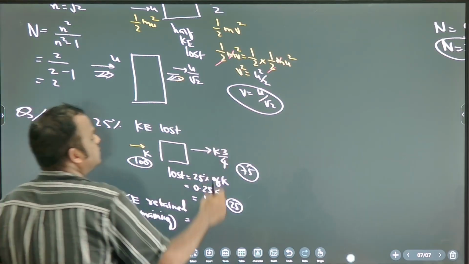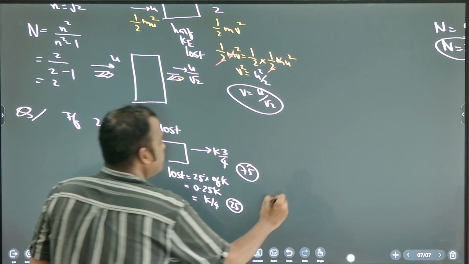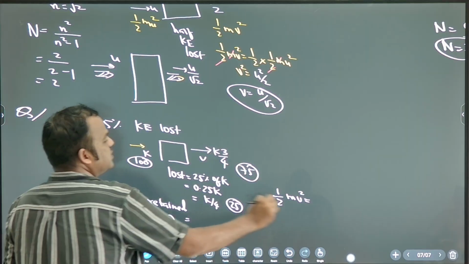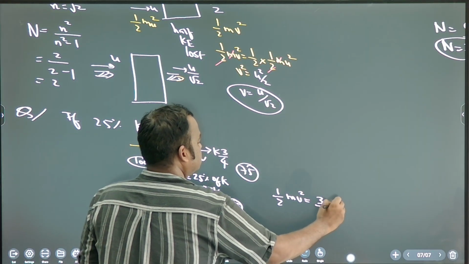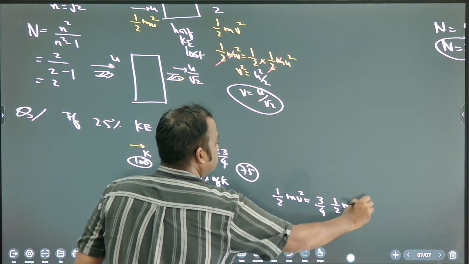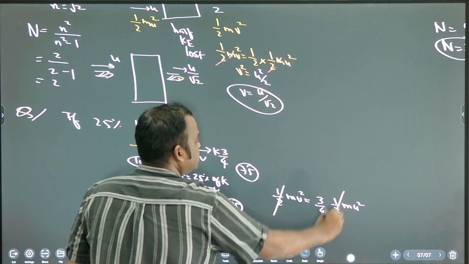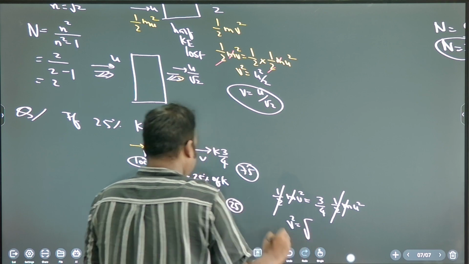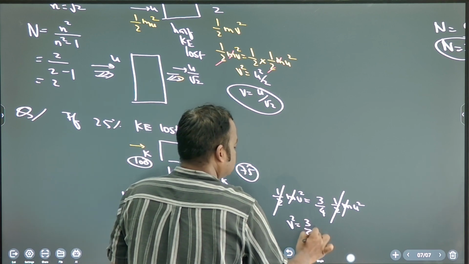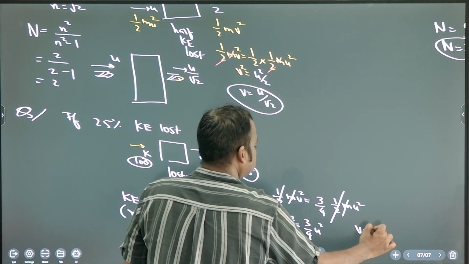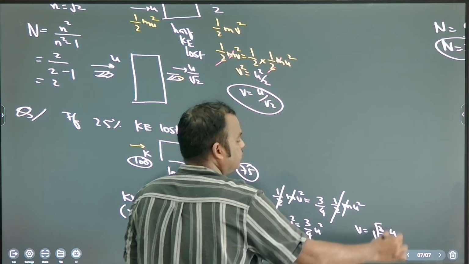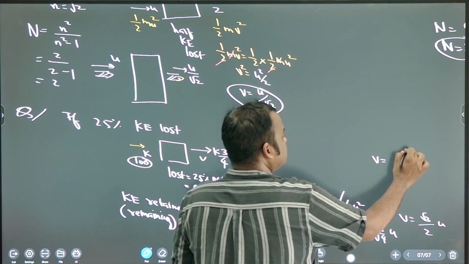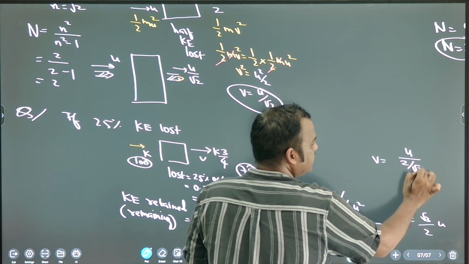Now calculate this. So half mv square is equal to 3 by 4 into half m u square. So half cancels, half cancels. So what is v square? Correct. 3 by 4 into u square. So what is v? Root 3 by 4 into u means v is equal to root 3 by 2 into u. So v can be written as u divided by 2 by root 3, correct?